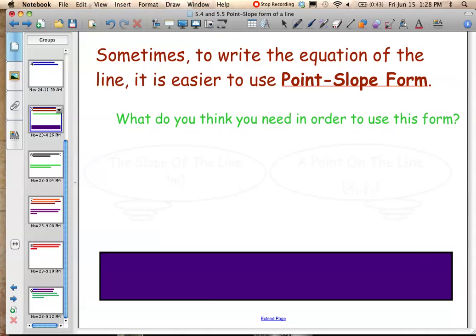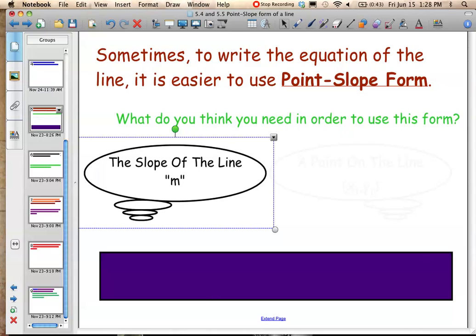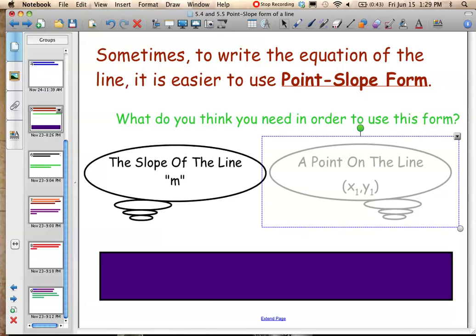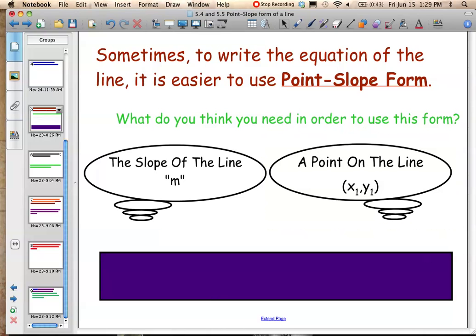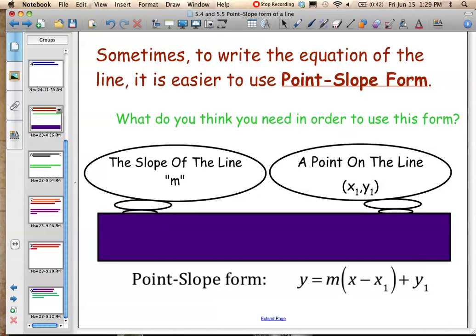Well, if we want to write the equation of a line, we're going to use the point-slope form. So what do you think you need for the point-slope form of a line? What do you think we need? How about the slope of a line? Yeah. And how about a point on the line? Yeah, you need a point and a slope. Yes. So the equation of a line in point-slope form looks like this.